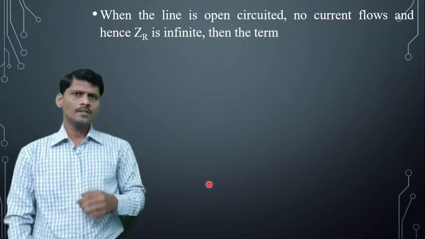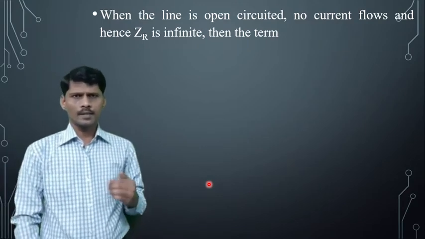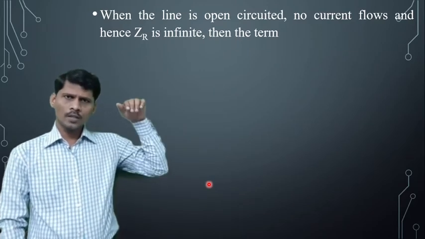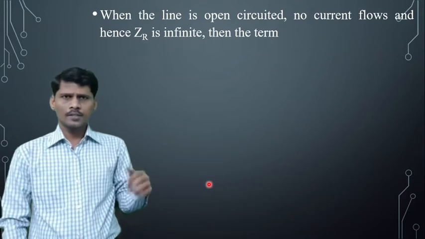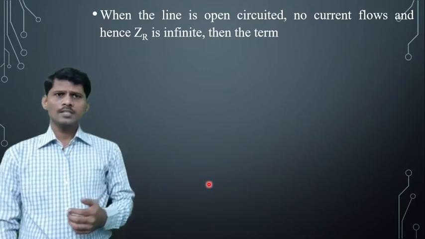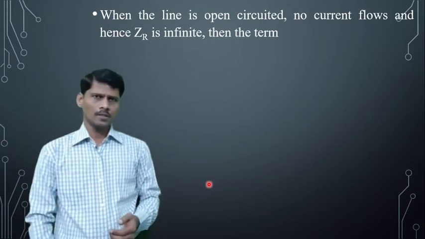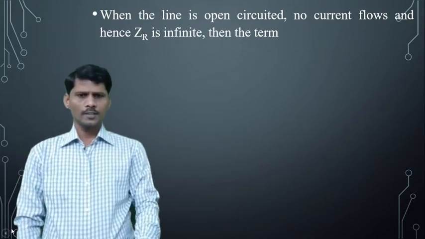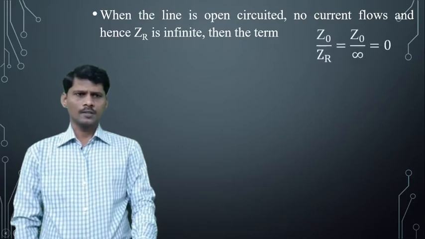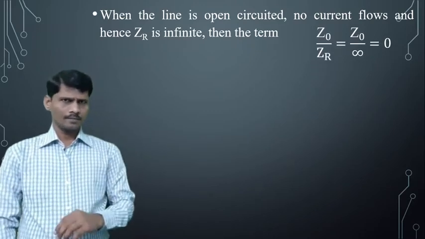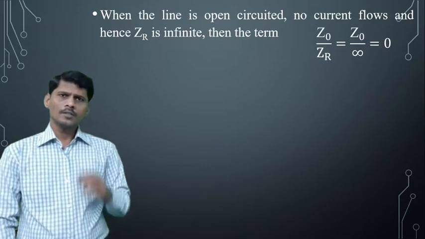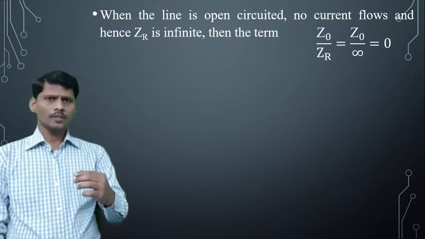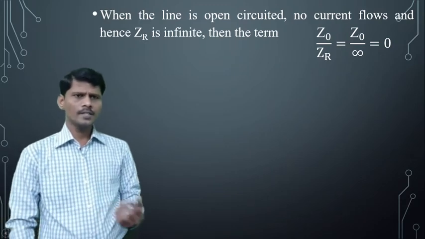So what is the impedance? Z is equal to voltage by current. When the end of the transmission line is open circuited, there is no current flow through the circuit and the load impedance is infinity. In the above input impedance expression, substitute ZR is equal to infinity. In the resultant expression, the term Z0 by ZR is 0, since ZR is equal to infinity, and Z0 by infinity is 0.